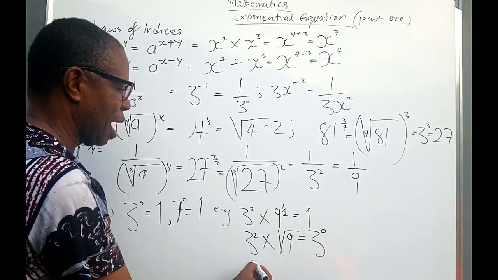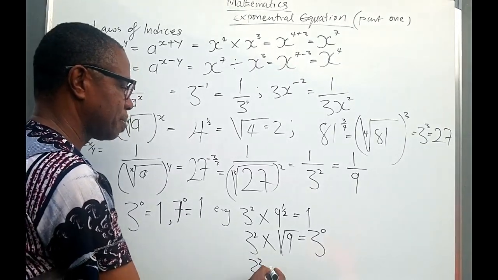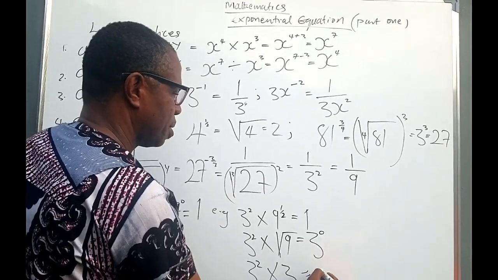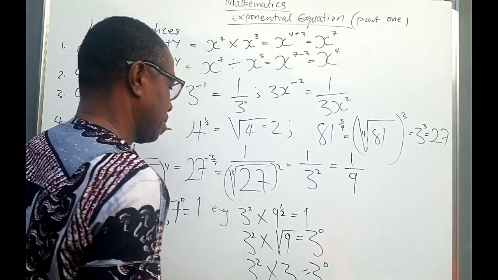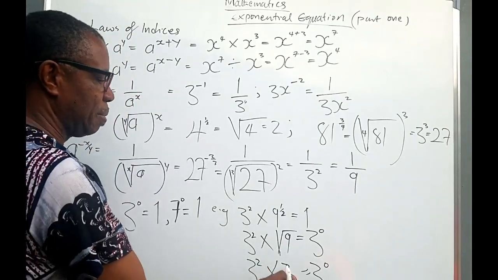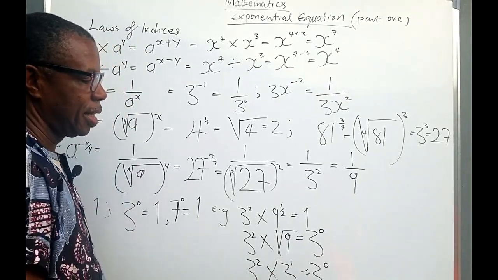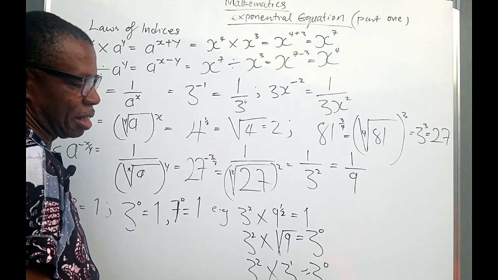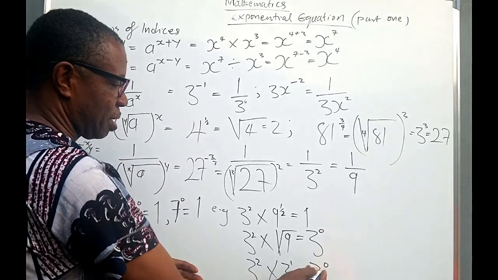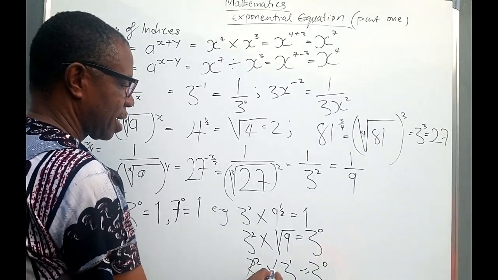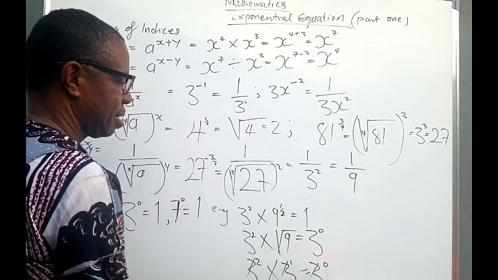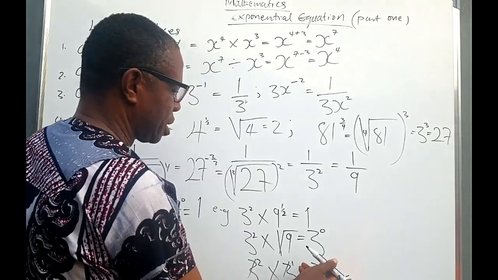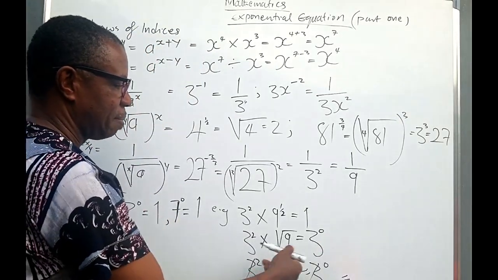So at the end of the day, what I will have here will be 3 to the power 2 times 3 equal to 3 raised to the power 0. And this 3 here simply means 3 raised to the power 1. Now, without much ado, I can take the powers as my equation. Because of this equation sign here, I'll simply cancel this 3, cancel this 3. I will not take up only 1 3, I will just take up only the powers I have with the 3.